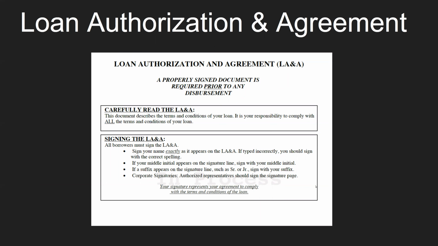The loan authorization and agreement is the document that you would want to review very thoroughly before closing the loan. A properly signed document will be required by SBA prior to the disbursement of any of the loan proceeds. So please take the time to really dive into reading this agreement. There's a lot of legal language throughout this document. So if you have any questions, we again advise you to contact the Small Business Administration hotline or give our staff here at the Intertribal Ag Council a call, and we'll do our best to help guide you through those documents.